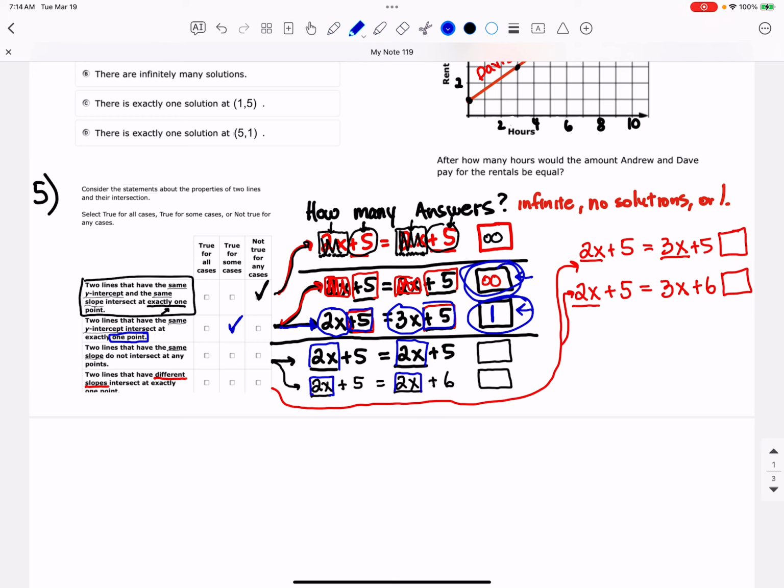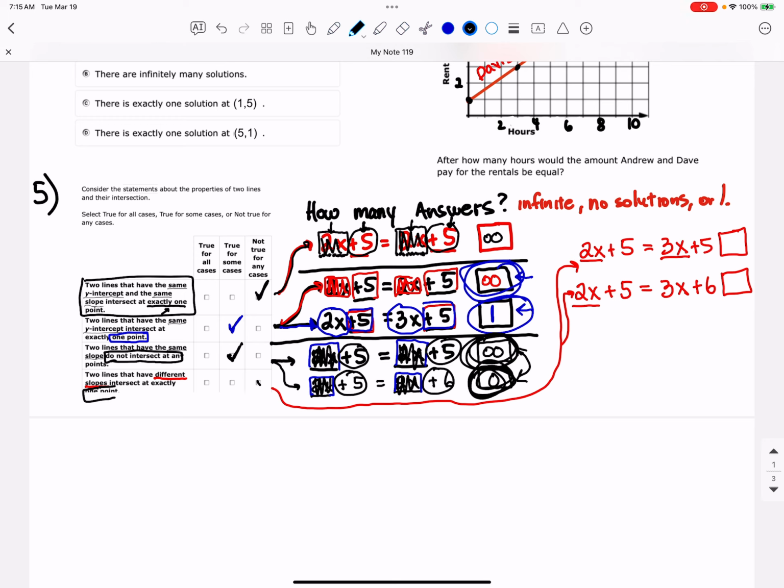So are they going to have 1 answer? They intersect at 1 point? No, never. It's either infinity or nothing. Okay, so it's never true. Not true. Oops, that was the wrong one. Sorry. Okay, let's see. Two lines that have the same slope do not intersect at any points. Yeah, sometimes they don't intersect, and then sometimes they intersect all the time. So true sometimes.